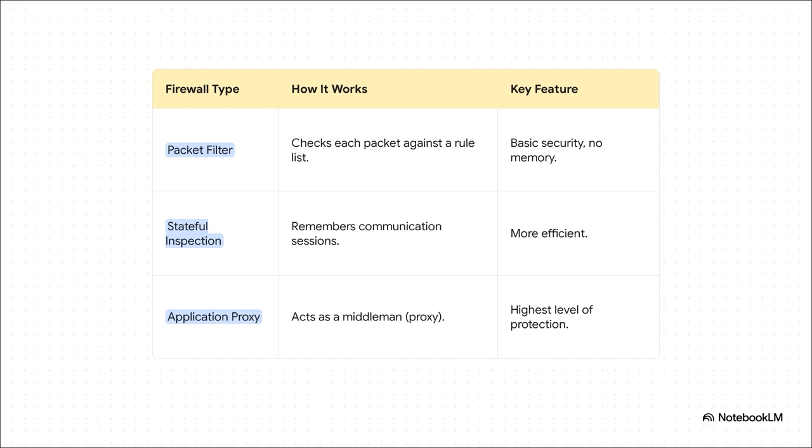The first generation, the packet filter, was super simple. It checked every little piece of data against a list of rules. Kinda slow. Then came stateful inspection, which was a huge improvement because it could remember conversations. But really, the gold standard today is the application proxy. It's like a super smart middleman that doesn't just check the address, it actually opens up the package to see what's inside. That's the highest level of security.